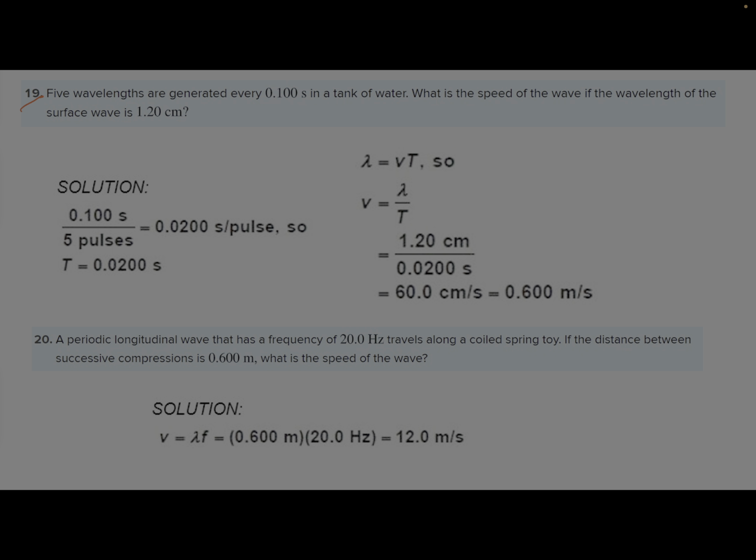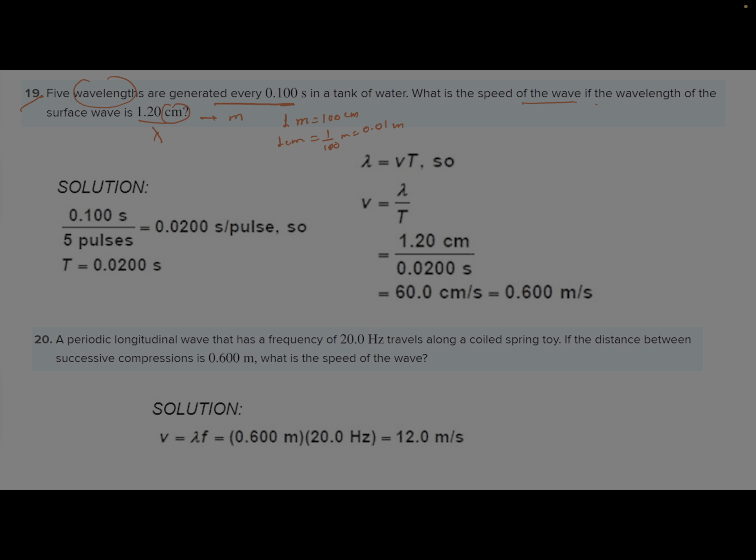The next question, 5 wavelengths are generated every 0.100 seconds. So 5 wavelengths are generated in this much of second in a tank of water. What is the speed of the wave if the wavelength of the surface wave is 1.20 centimeter? This is the wavelength which is given to you in centimeter. You should convert into meter. How to convert into meter? 1 meter is equals to 100 centimeter. Correct? So 1 centimeter is equals to 1 over 100 meter. Correct? Or you can say 0.01 meter.